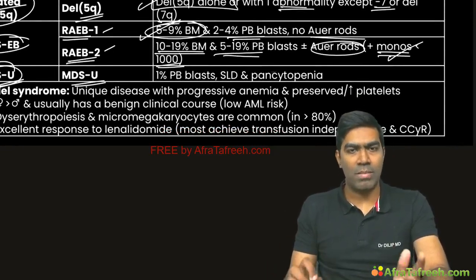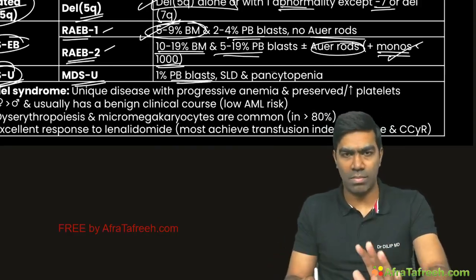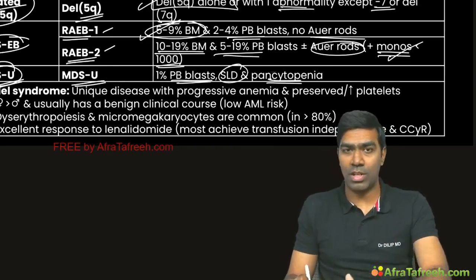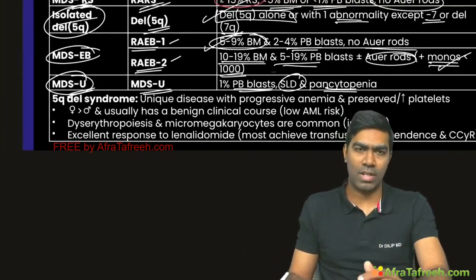And what is MDS unclassified? It doesn't fit into anything. For example, you have 1% peripheral blood blasts or less than that, and you have a single lineage dysplasia along with pancytopenia, so this really doesn't fit into anything. That's why it's called MDS of unclassified type.